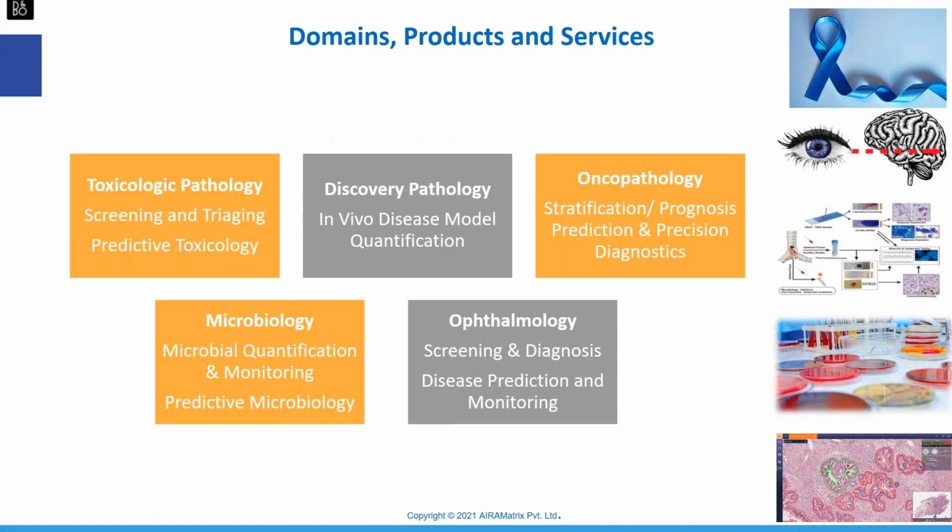We develop products and provide services for domains like toxicology pathology, essentially for screening, triaging, grading, and management of study images. We work in the discovery pathology area for accurate quantification of efficacy models. In oncopathology, we work on disease diagnosis, stratification, and prognostication. In the microbiology area, what we do is develop solutions for microbial colony counting and analysis. And in the ophthalmology domain, we work on solutions for disease screening, monitoring, and prediction.